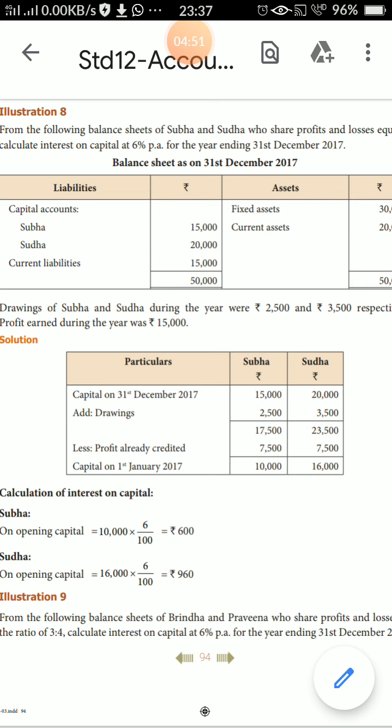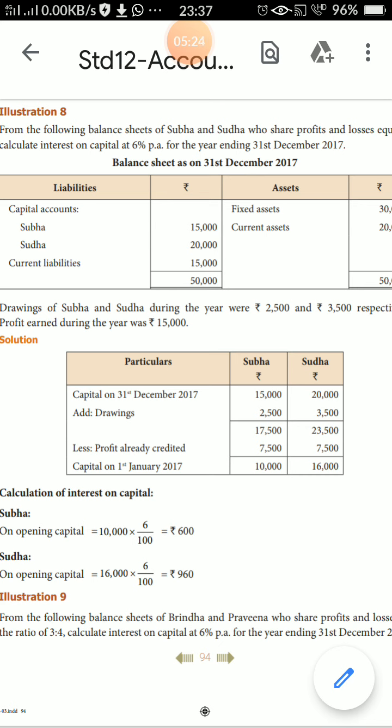First is the capital account, capital on 31st December 2017, which means the closing capital. How much is the closing capital of Subha and Sudha? 15,000 and 20,000. Then the drawings, the same as in the first chapter's method. How much is the drawing? 2,500 and 3,500.